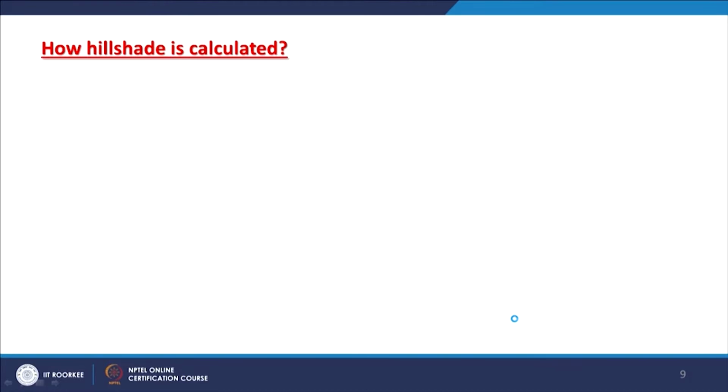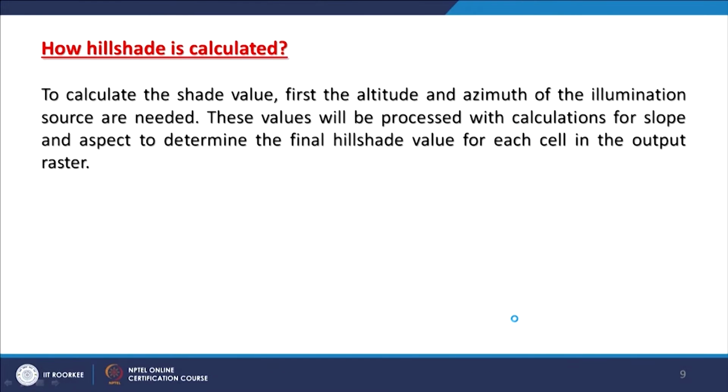Now, how hillshade is calculated. Some indications I have already discussed: to calculate the shade value, first the altitude and azimuth of the illumination source are needed. So, these are the two inputs along with your input digital elevation model, and these values will be processed with the calculations for slope and aspect to determine the final hillshade value for each cell in the output raster.